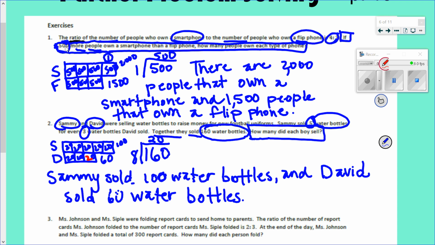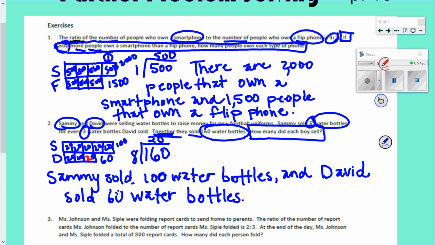Okay? Right here, Sammy and David were selling water bottles to raise money for new football uniforms. Sammy sold 5 water bottles for every 3 water bottles David sold. Set up your tape diagram, 5-3. Okay? Together, they sold 160 water bottles. How many did each boy sell?